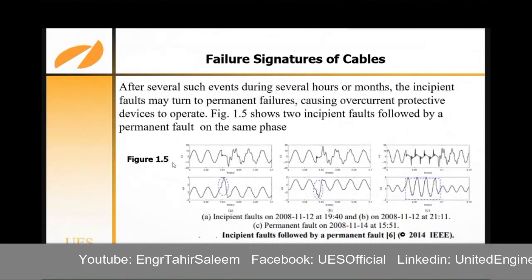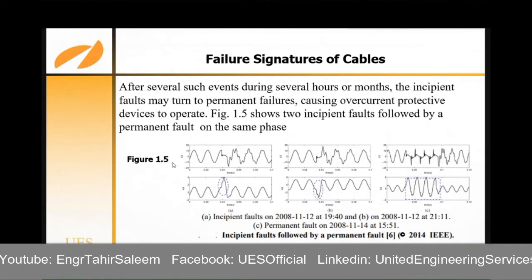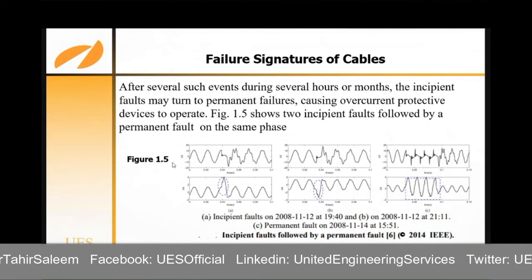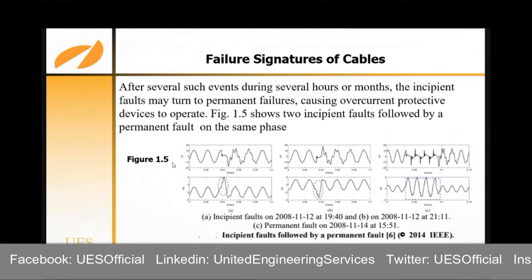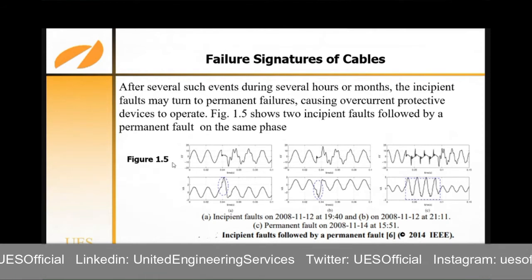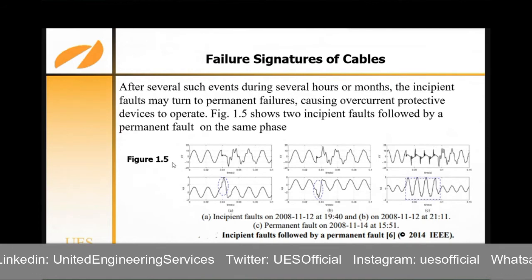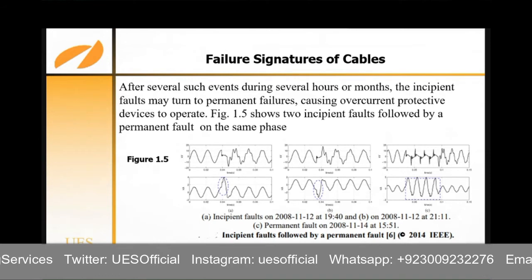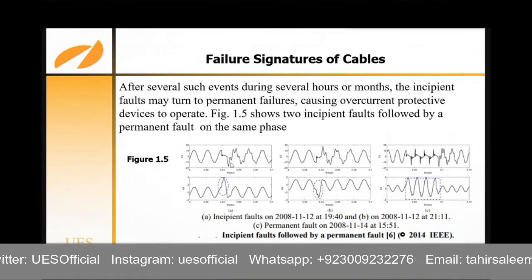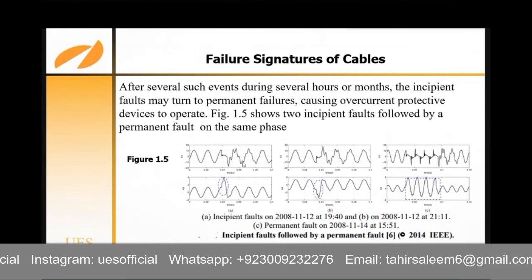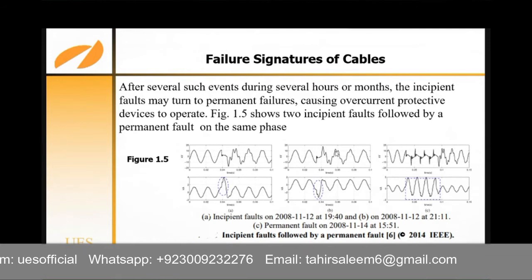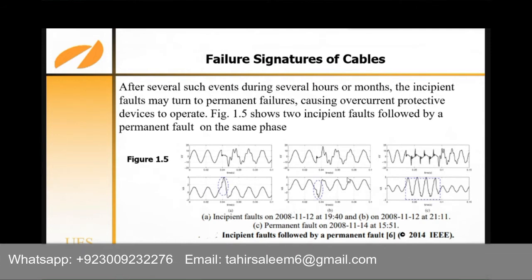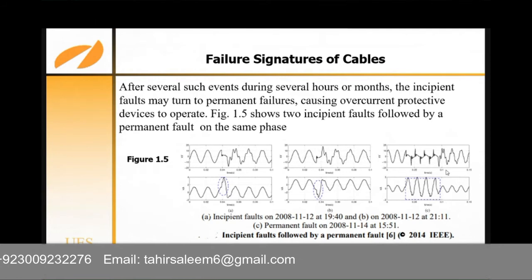Now, after several events, which can occur over several hours, days, or months, depending upon the magnitude and the environmental condition, these incipient faults will cause a permanent fault. For example, these are the faults that occurred at a specific time, and after some hours, it again caused some faults, and in the final one, you can see the permanent fault. The cable has failed now.